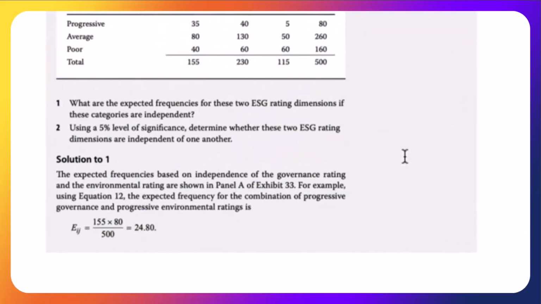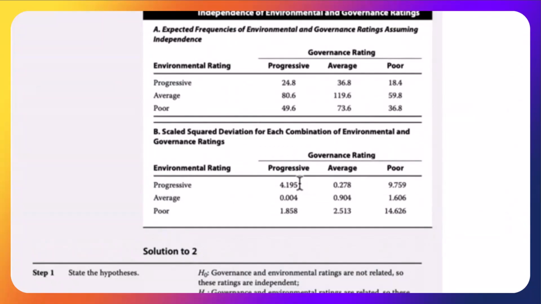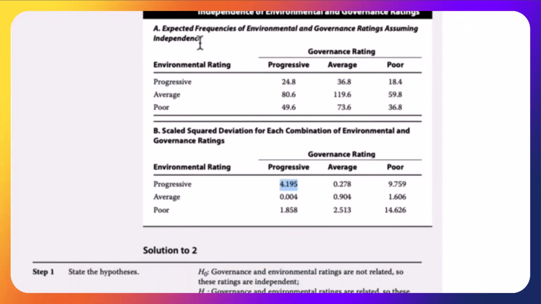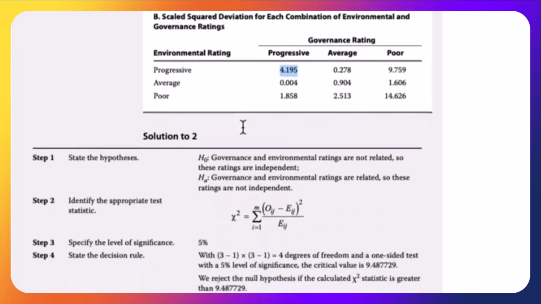Number two, using a 5% level of significance, we know this is one-tailed, it's right-tailed only, determine whether these two ESG rating dimensions are independent of one another. And to do that, we're going to have to take the observed value minus the expected value we calculated, squared, divided by the expected value, and we're going to have to do that for every cell. So we can see in the first cell here, 4.195. That is the observed value minus this expected value of 24.8, divided by 24.8, we get 4.195. Do that for each of the 9 cells. Here are each of the 9 values. If we add up these 9 values, that's our chi-square test statistic.